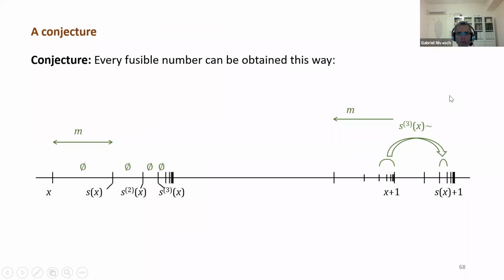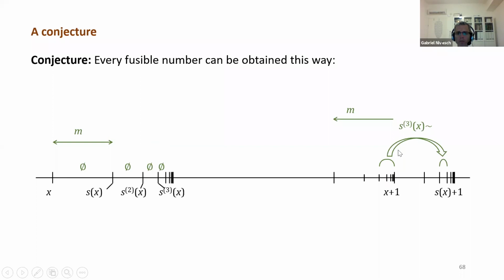There's this conjecture which we mentioned, and it's like this. We conjecture that this method gives you all the fusible numbers. You don't miss any fusible number. It's very similar to the construction of the tame fusible numbers, just a little different.